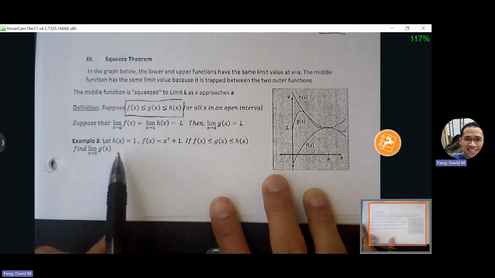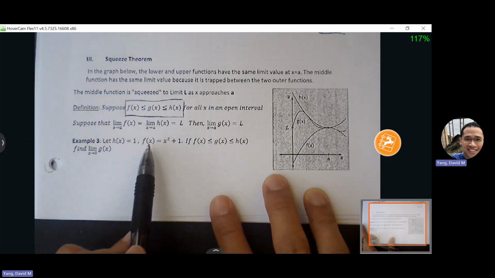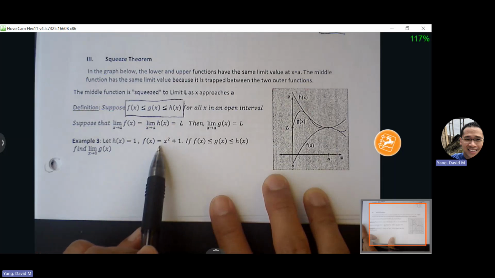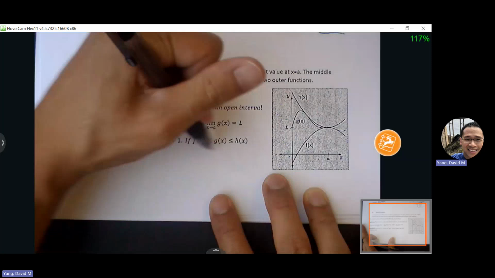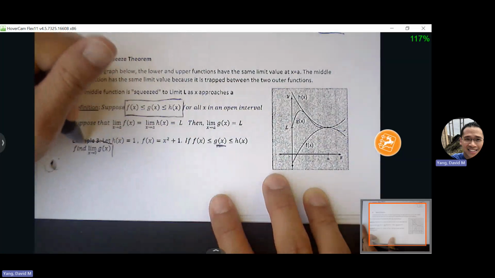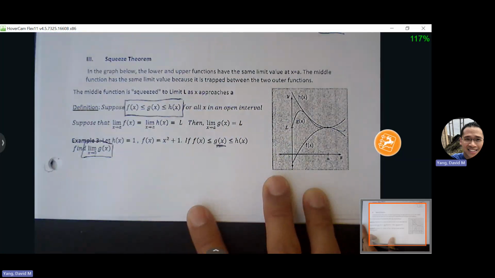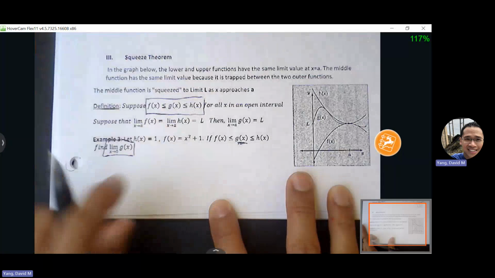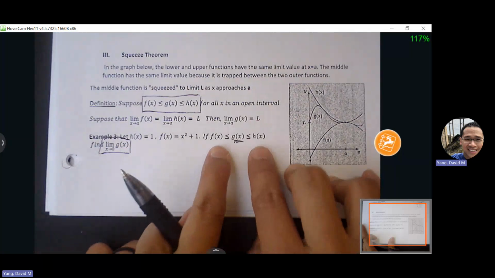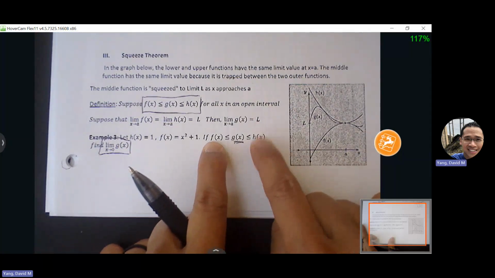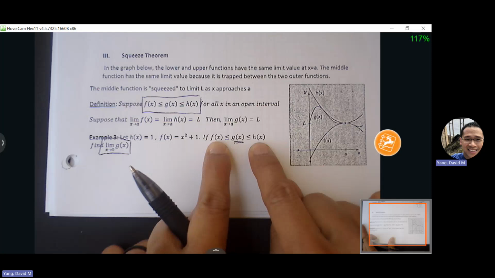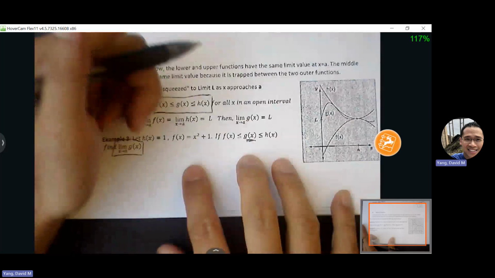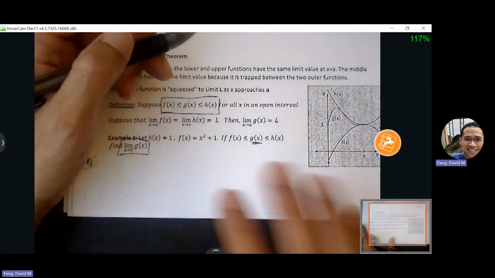So here's an example. Let h of x equals 1, f of x equals x squared plus 1, but we're trying to find the limit of the middle function. We're trying to find the limit as x approaches 0 of g of x. Okay. We don't know what g of x is, but we do have details about f and h. So we'll just go ahead and find the limit of both these functions. So this is the way I want you to set it up. You'll do it the same way every time.